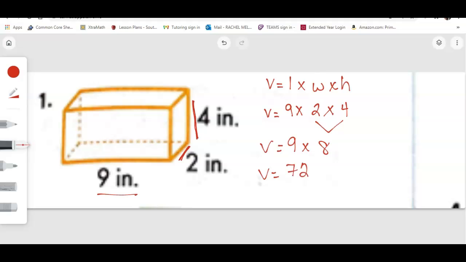Oh, we got the same answer. Isn't that interesting? I guarantee you that's not going to happen every time. We just got lucky. Then I always go back and I look. This time they're talking about inches. And then remember, since it's 1, 2, 3 dimensions, I put my cube for 72 cubic inches.